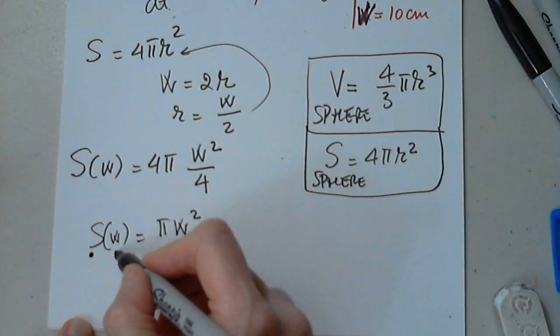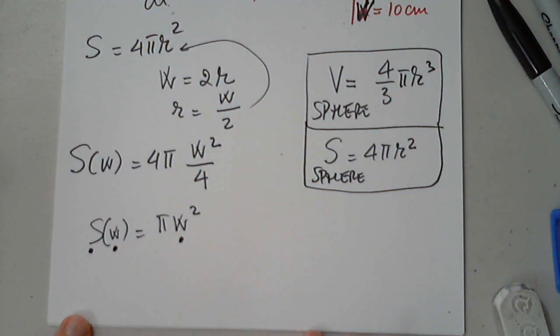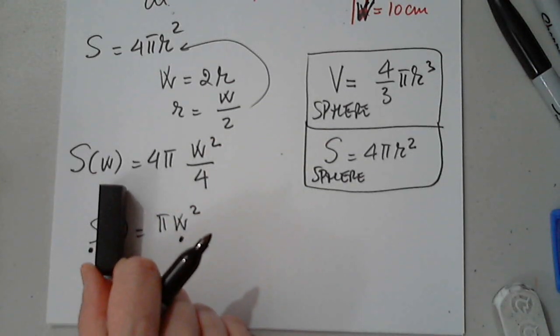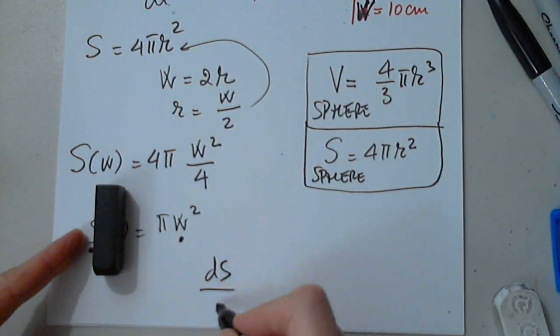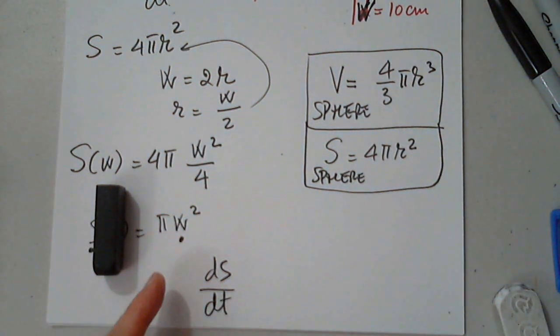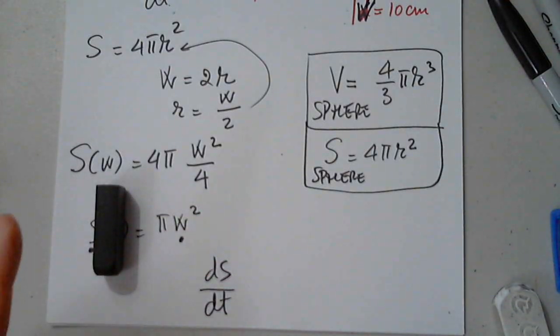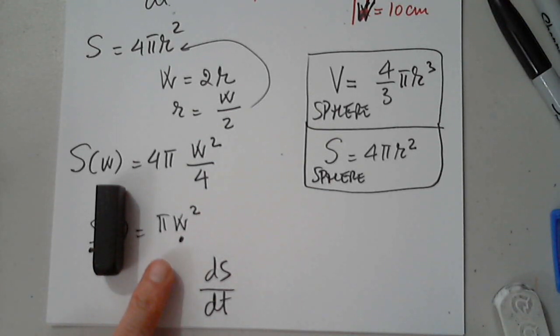This is a function of time. In order not to confuse you, I'm just going to say that I don't write the W in there. S of W. So now I will differentiate both sides. This side is ds over dt. And maybe I shouldn't write it like this because it may be confusing, because this is a function of time, W is a function of time.